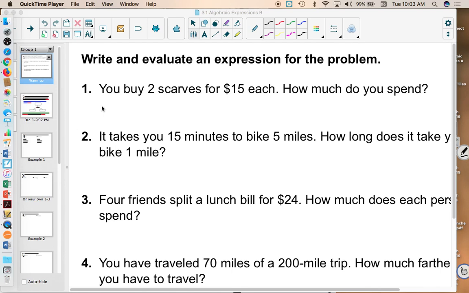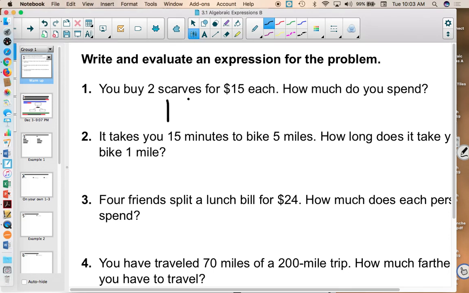You buy 2 scarves for $15 each. How much do you spend? Write the expression. Somebody tell me up here what to write. What am I going to write, Esri? 15 times 2. Okay, my expression is 15 times 2.